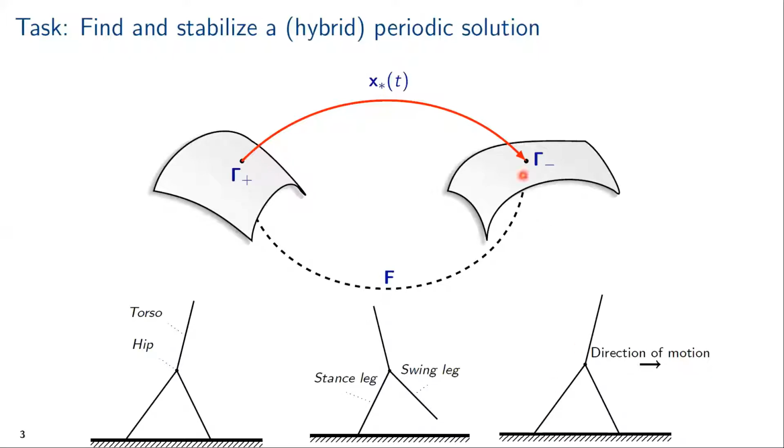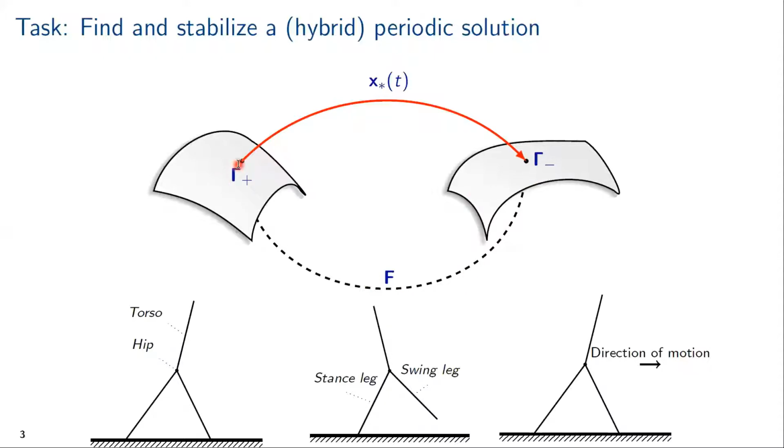Now when it hits the ground, an impact occurs, which we model as an instantaneous mapping, F, which takes us from our current states back into our initial states, and so forth. It repeats. So what we're looking for is, starting from some pose or initial state, to find a continuous control which then brings us onto another surface, such that this impact mapping takes us back to where we started.